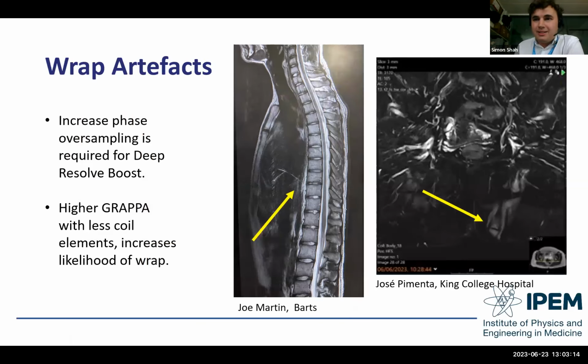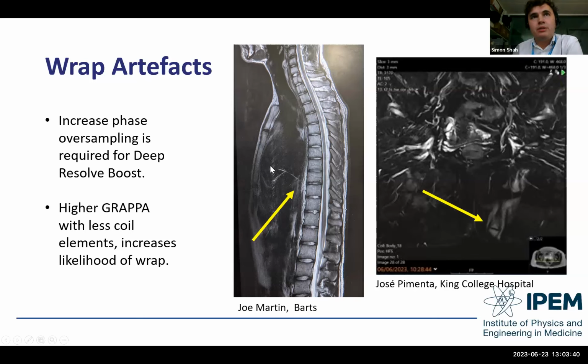So the wrap artifact is a bit of an interesting one. Siemens' implementation of their AI algorithm has some form of SENSE reconstruction built into it. So whilst it does it in K-space, there is some form of SENSE reconstruction, which unfortunately means that when you use higher GRAPPA factors, you can start to get wrap into your image.